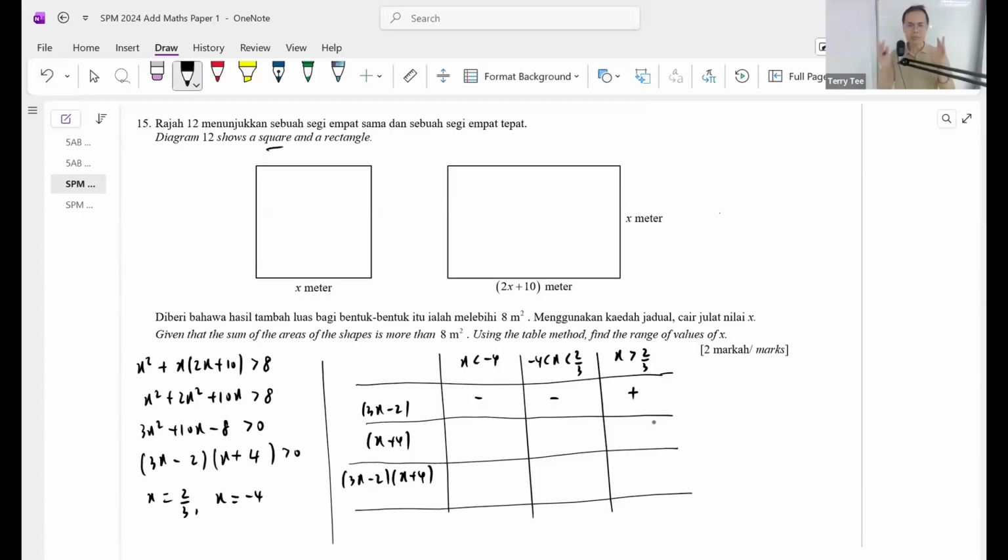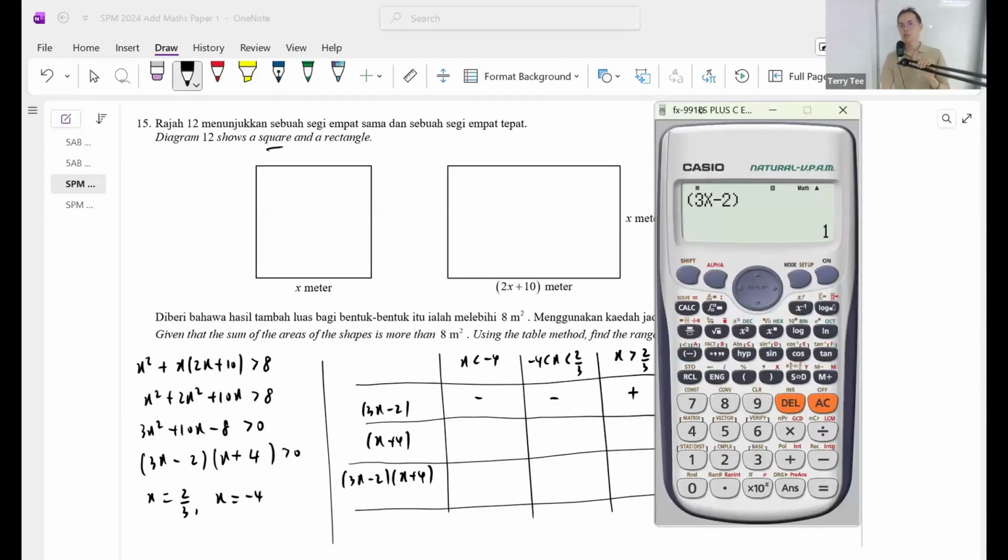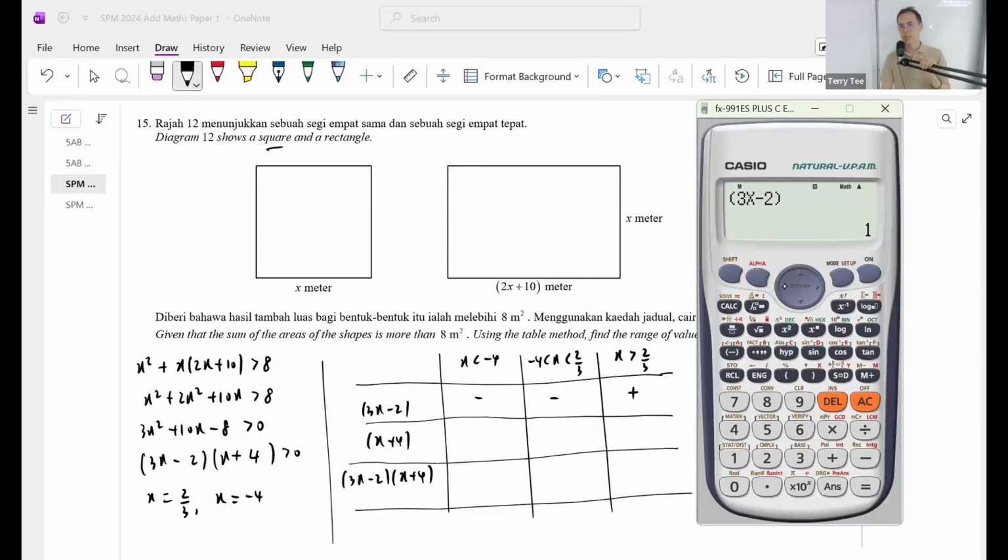Remember, the sign is what I'm interested in. I'm not interested in the value. You don't have to go and put a 1 inside. We just show it's positive or negative. Then we move on to x plus 4. Change this to plus 4. Actually, you don't have to count like this. You can just use mental arithmetic. Just use your brain to count. You don't need to put it in.